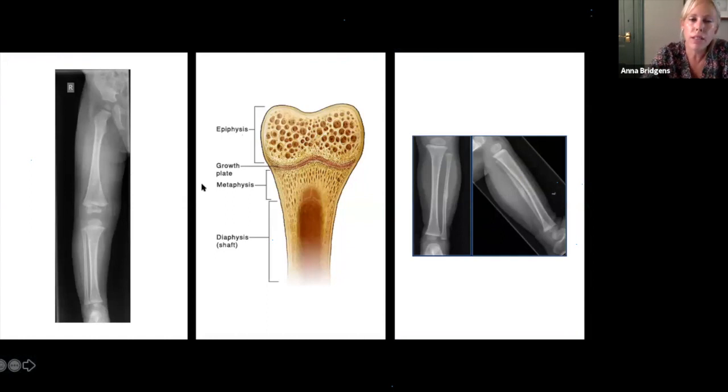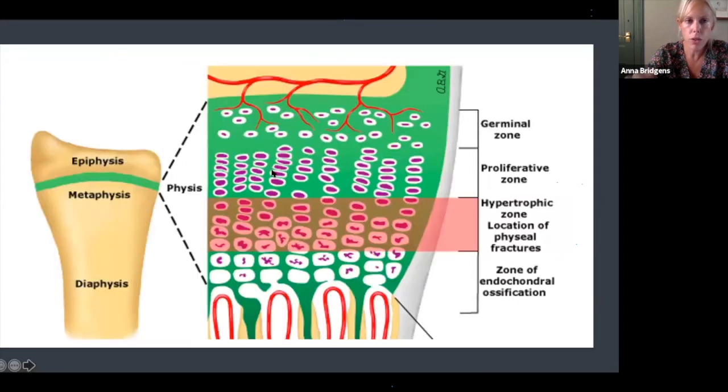If we recap this with a coronal section through a proximal tibia, you can see you have the epiphysis here, then the growth plate, the metaphysis, and the diaphysis, which comes into the main shaft of the tibia. We're focusing today on fractures around that growth plate, which lies between the epiphysis and the metaphysis. The orientation of that obviously depends on which end of the bone we're looking at. The growth plate is made up of lots of chondrocytes held in an extracellular matrix, and that extracellular matrix is what gives the physis its strength.